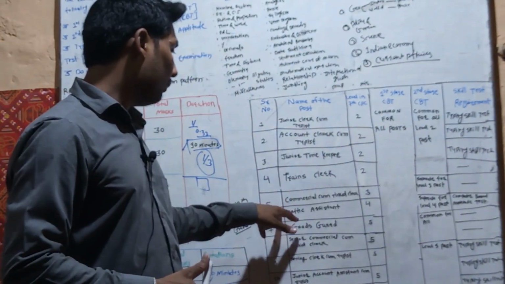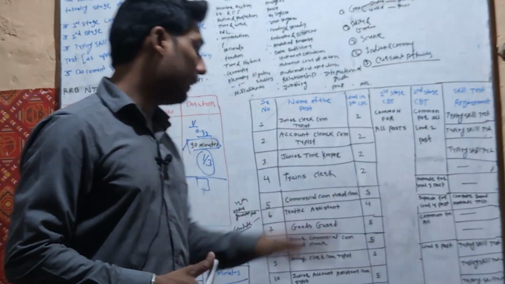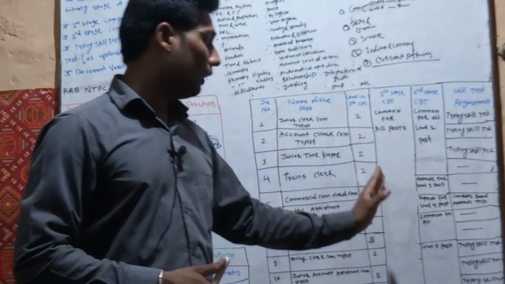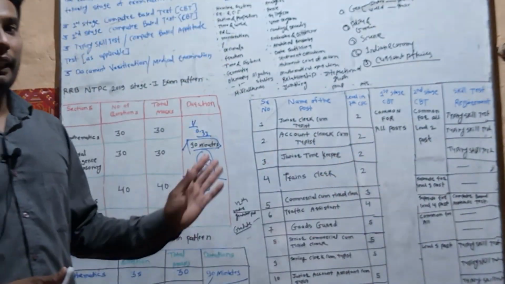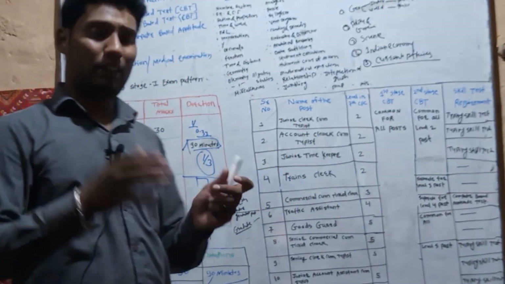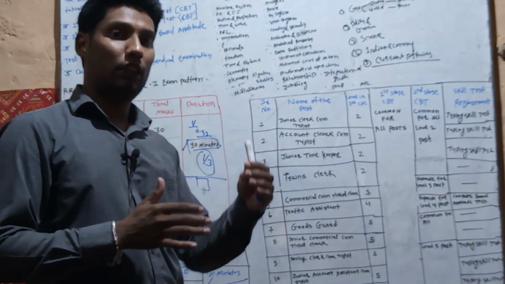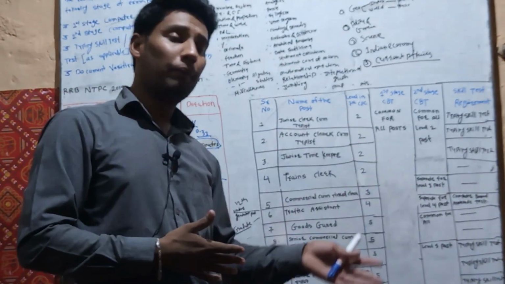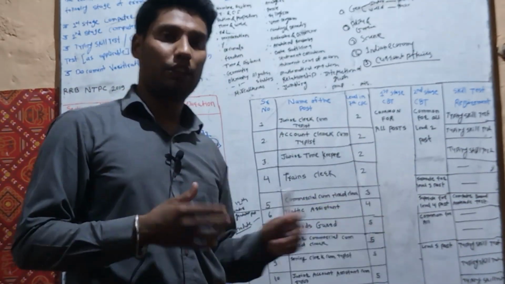For the 5th post, commercial cum ticket clerk, there is a separate level 3 post and there is no typing test or computer test. For the second stage, there is no second stage; there is a different level of third stage.